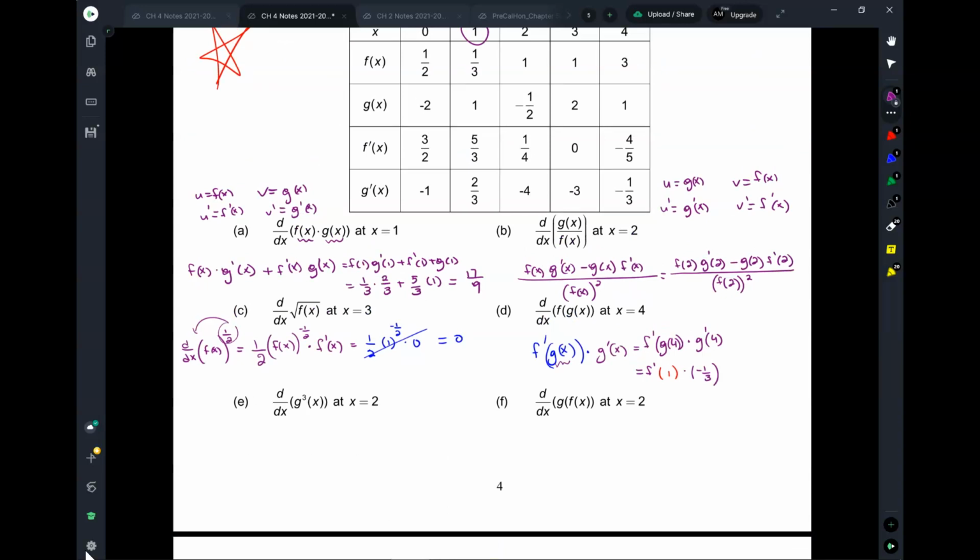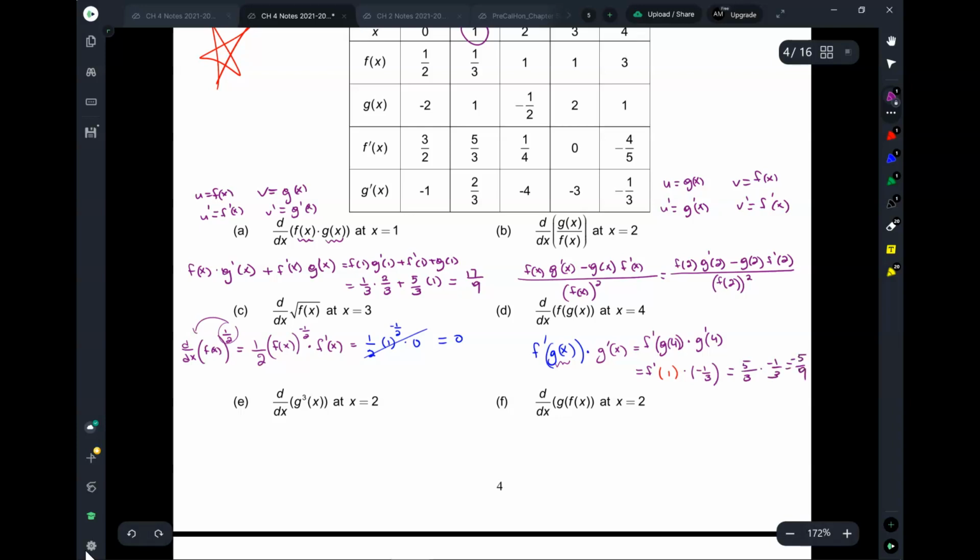Oh, no, I mean like in the problem. You go back to the chart? Yeah, you go back. So right now, first we put g of 4. G of 4 was 1. So this is f prime of 1. Then f prime of 1 is 5/3. So that's 5/3 times negative 1/3, negative 5/9.